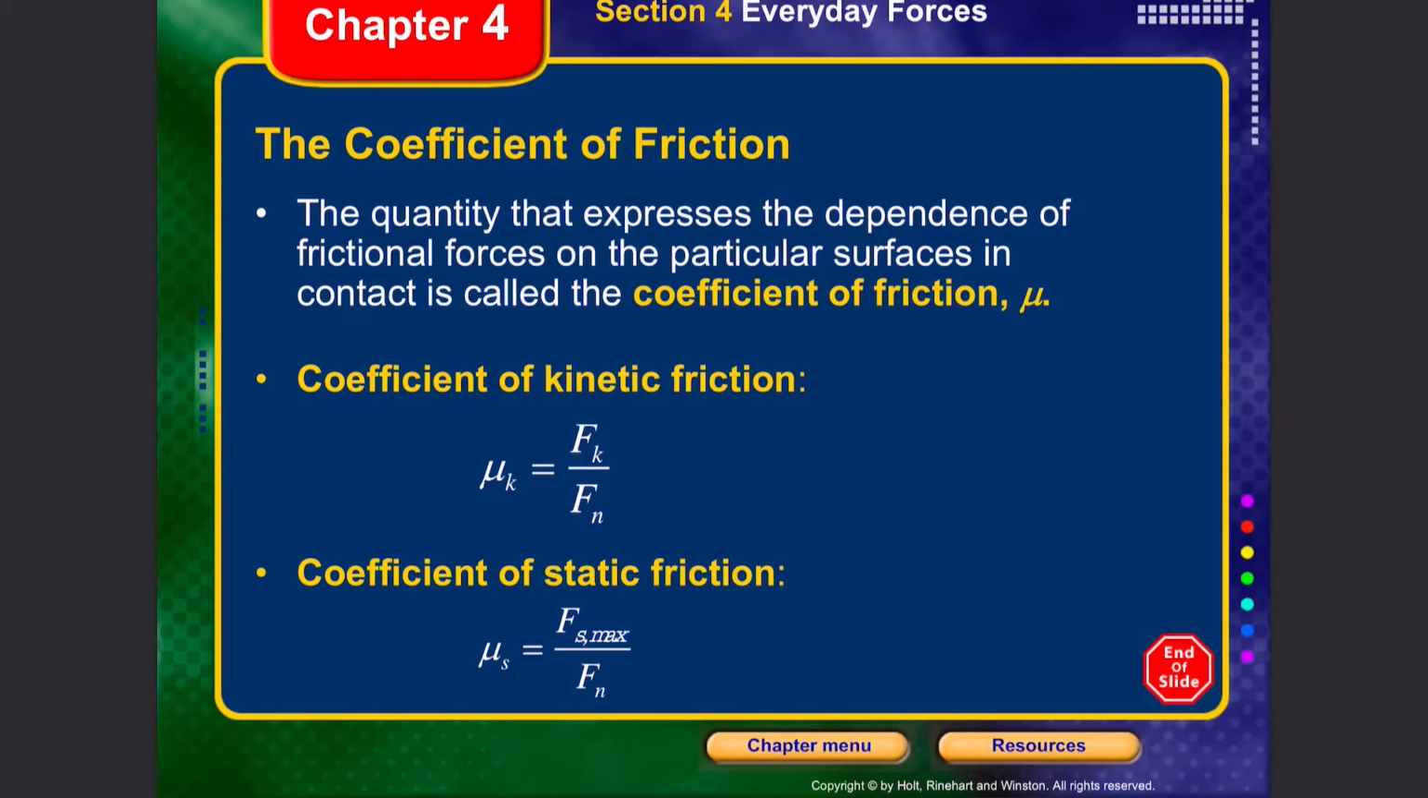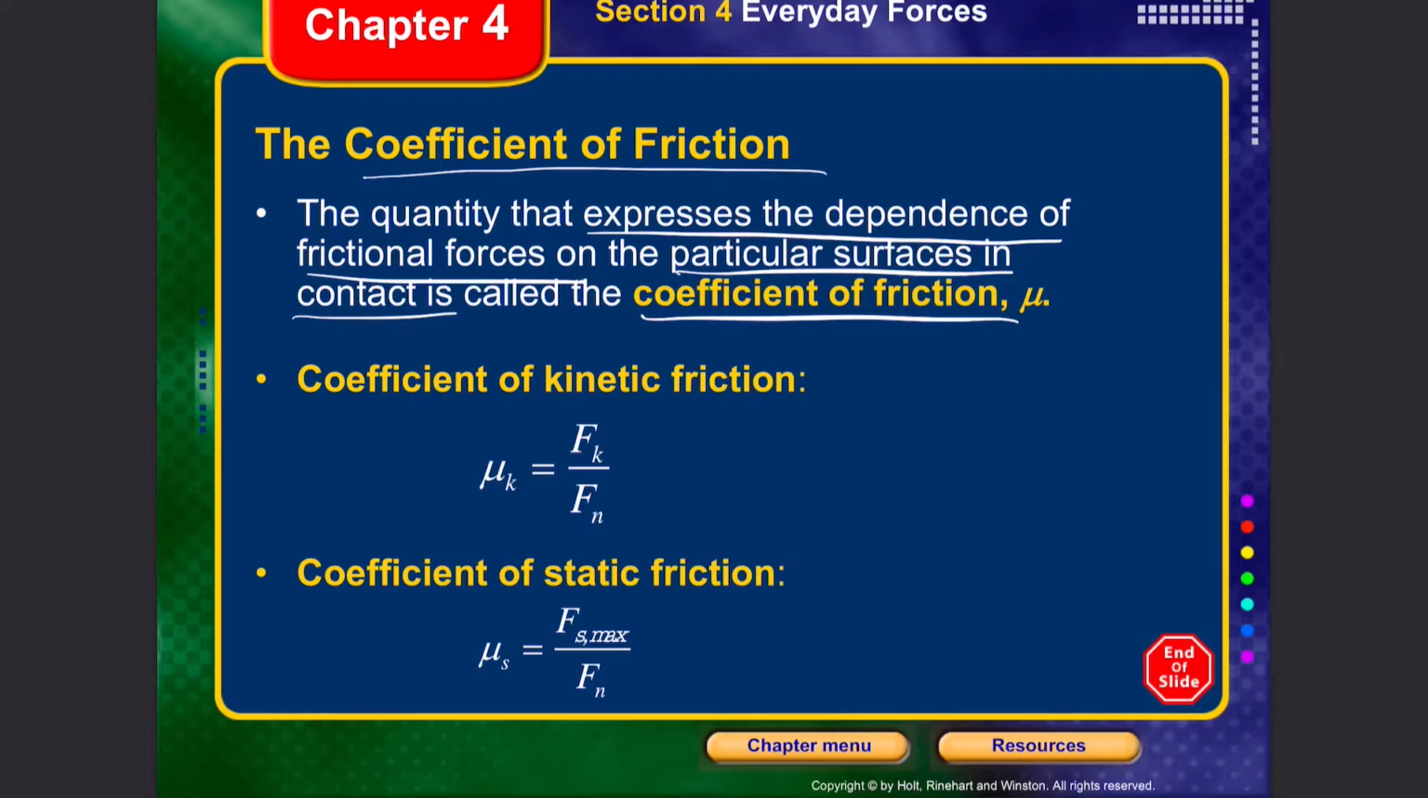Now, one of the main ways we can use friction as a value, so how do you determine friction? We use the coefficient of friction. The quantity that expresses the dependence of frictional forces on the particular surfaces in contact is generally called the coefficient of friction. Now, the coefficient of friction mainly depends on the surface, so the type of surface and the size and shape of the surface.